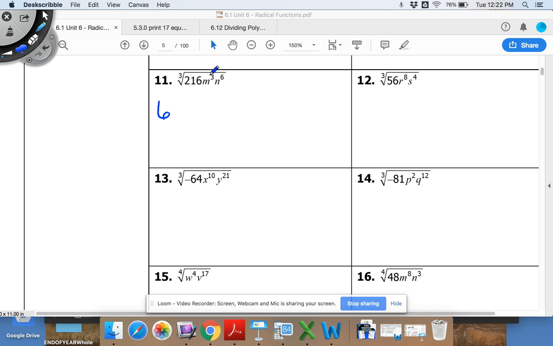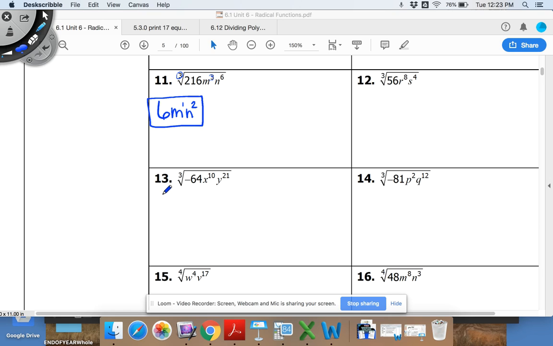But now we get to talk about our variables. Because the index is 3, we're going to divide the exponent by 3. So 3 divided by 3 is 1, so m to the first power gets to come out. But I don't have to write that 1 as the exponent if I don't want to. For the n, I would do 6 divided by 3 is 2, so n to the second power gets to come out. So there's actually nothing left under the radical in this one.